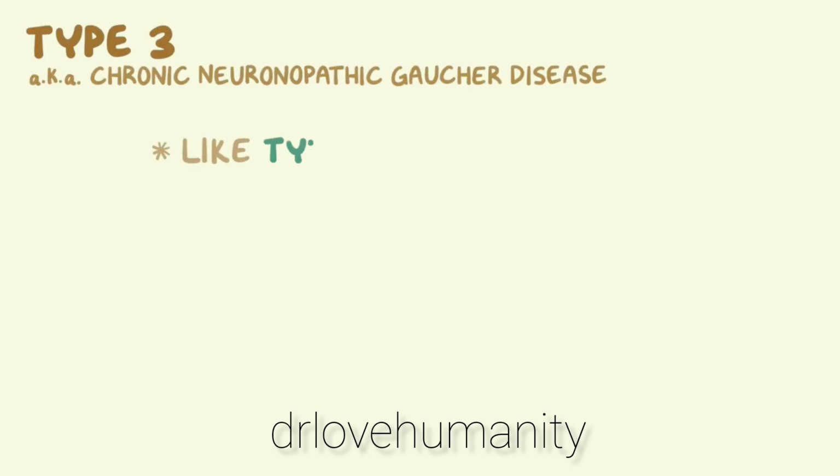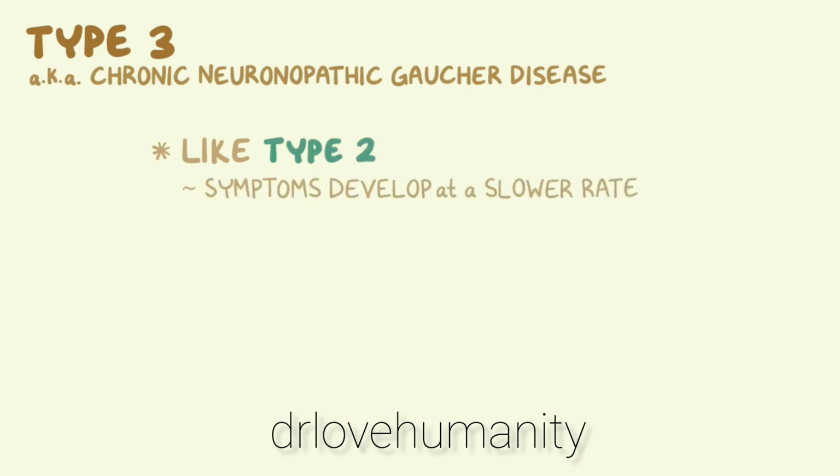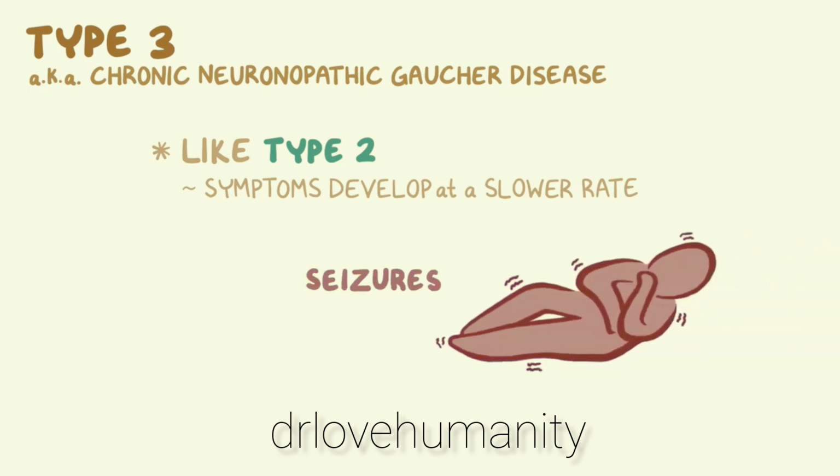Lastly, type 3, also called chronic neuronopathic Gaucher disease, is like type 2, but the symptoms develop at a slower rate, and in some individuals, they can develop over decades. Seizures can be a major problem for some individuals with type 3 Gaucher disease.